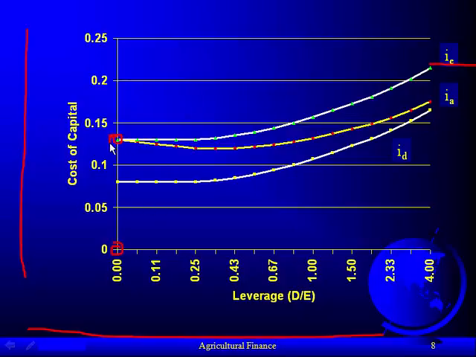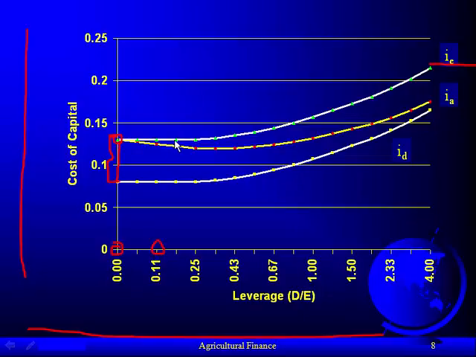So we see this disparity. Now right here at the point 0, there's 0 weight on debt, so the weighted average cost of capital is exactly equal to the cost of equity capital. But let's say that we add some debt.